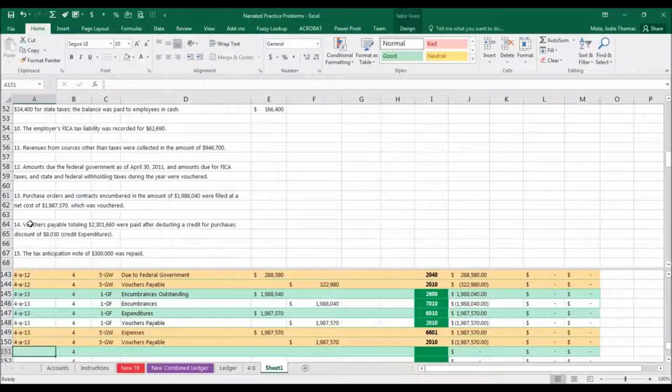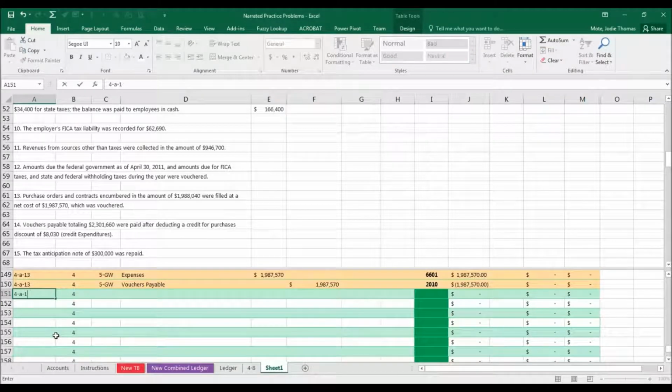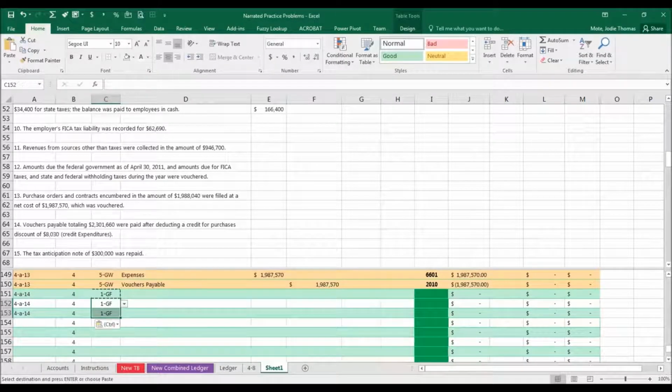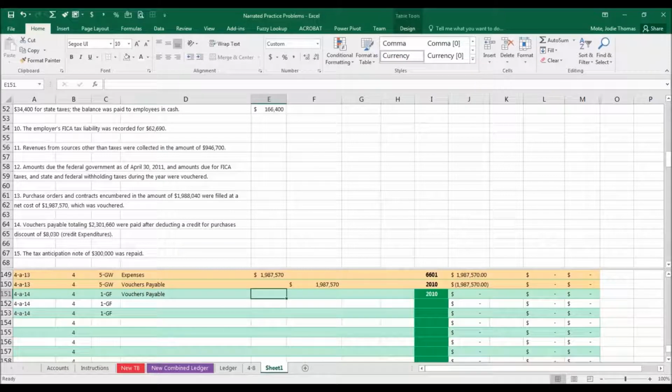So this next problem, 14, is basically paying bills, and it sounds like they're paying them early because they're getting a discount. Vouchers payable totaling $2,301,660 were paid after deducting credit for purchases discount. So you're going to credit expenditures here because in your original recording of vouchers payable, either in the problems that we've done or if the vouchers payable applied to the prior year balance, which they probably wouldn't be giving you a discount for if you're paying them that late. But you're going to credit expenditures because you've already recorded the expenditure up there, and you've already recorded this vouchers payable for this full amount, presumably somewhere along the way.